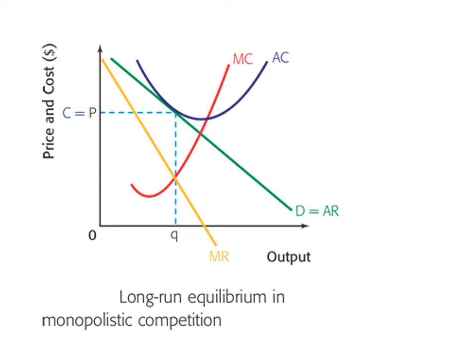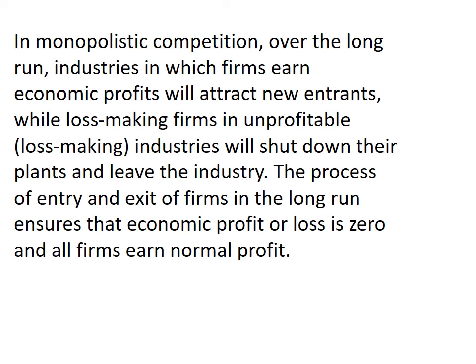And there it is drawn more nicely for you. Here is MR equaling MC. Here's the Q. We brought it up to the average cost curve, and then there's the tangent of AR at that point, and so we have normal profit only.